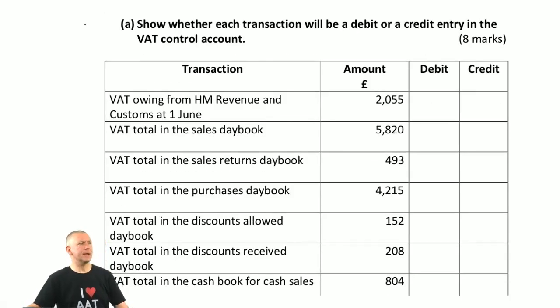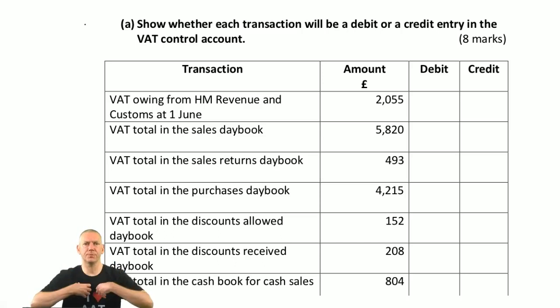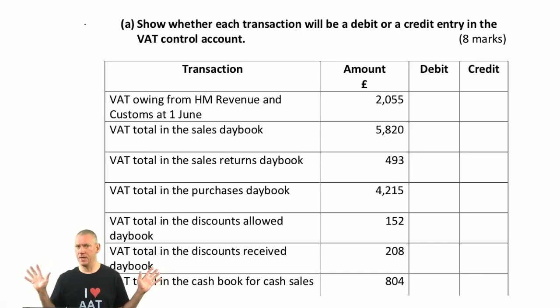Show whether each transaction will be a debit or credit entry in the VAT control account. That is a really tricky start, actually. I don't even want to start with that. So I'm going to start by looking to camera and talking to you about VAT in general. So what happens with VAT, if you can just watch me and be an observer, is that over here I have me, and over on my left hand side I have customers, and on my right hand side I have the VAT authorities, Her Majesty's Customs and Excise.